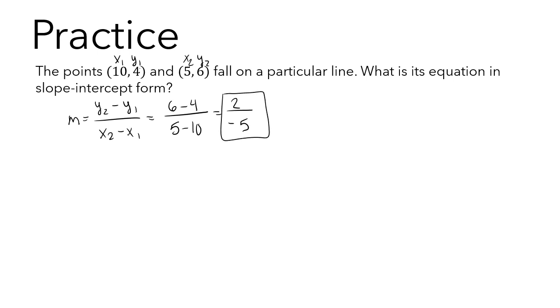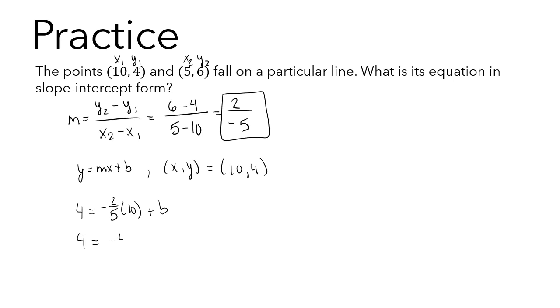Now we can use that to find our equation. In this case, we're given 2 points. We can choose (10, 4) or (5, 6) to use. It doesn't matter. I'll go ahead and just use the first one, (10, 4). And then we know our slope is negative 2 over 5. So plugging in, we get 4 equals negative 2 over 5 times 10 plus b. Simplifying, 4 equals negative 2 over 5 times 10 would become negative 4 plus b. Add 4 to both sides and you get b must be 8.